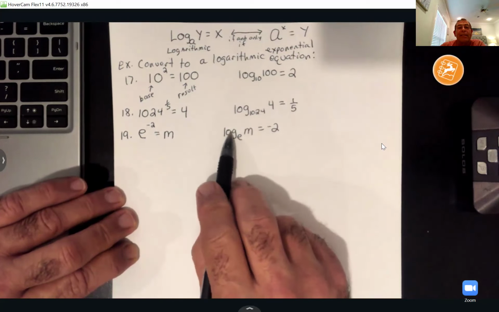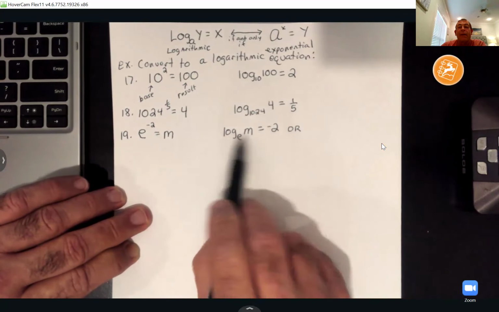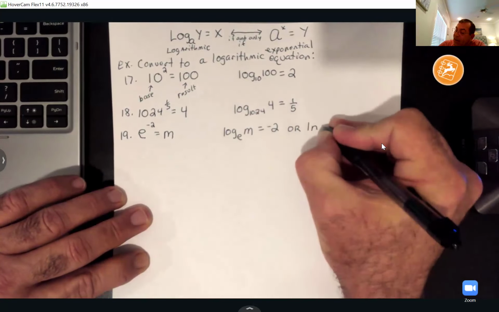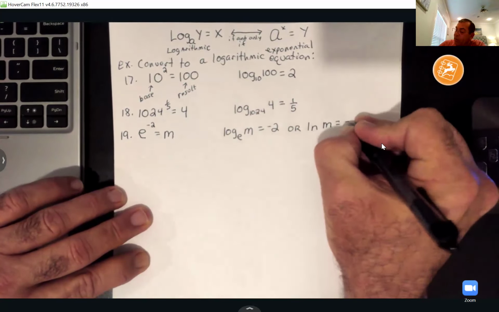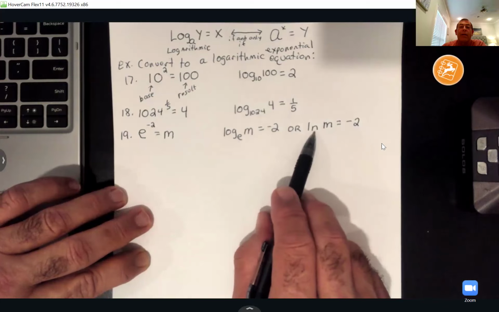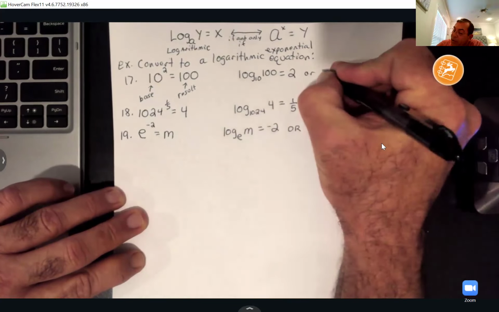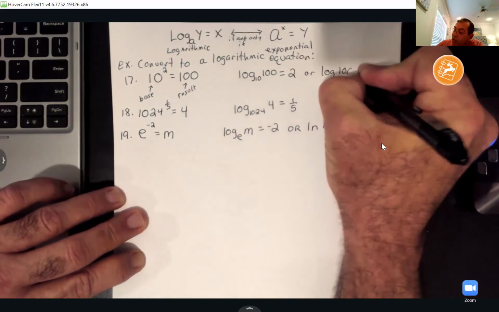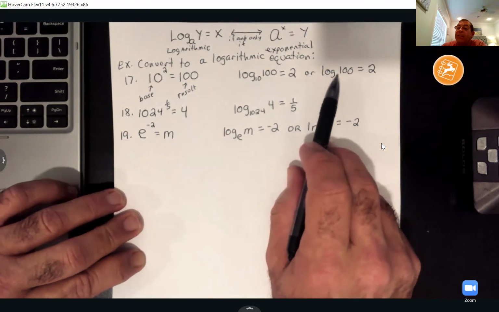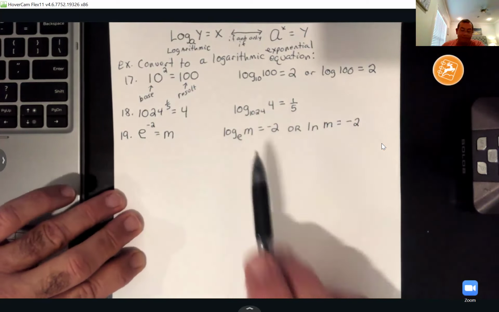Now, check this out. Since that's a log base e, ain't there another way I could write that? Anytime you got a log base e, you could write that as the ln of M equals negative 2. Remember, I can change the log base e to an ln, and up here on the log base 10, we could have written that as just the log of 100 equals 2. Because if I write log, it's understood to have a 10, and if I write ln, it's understood to be a log base e.